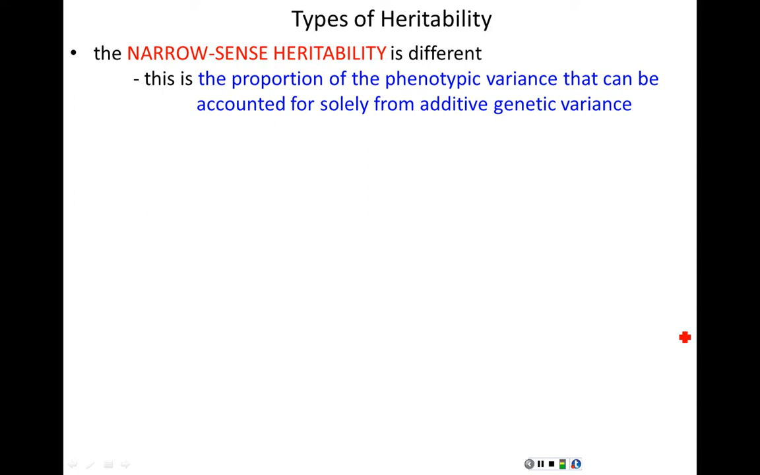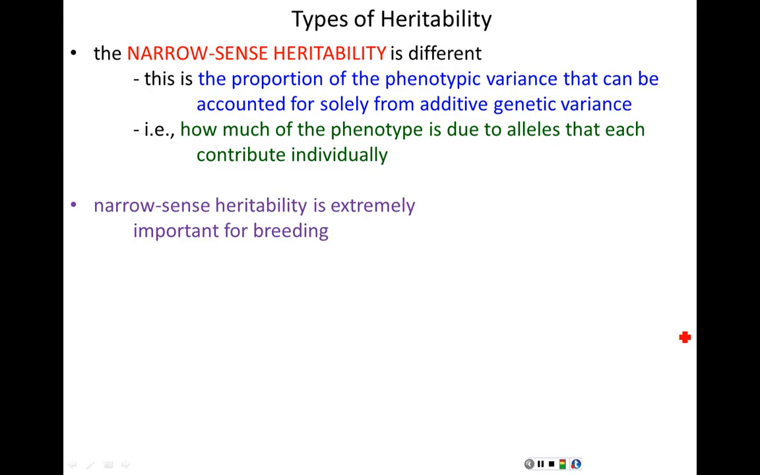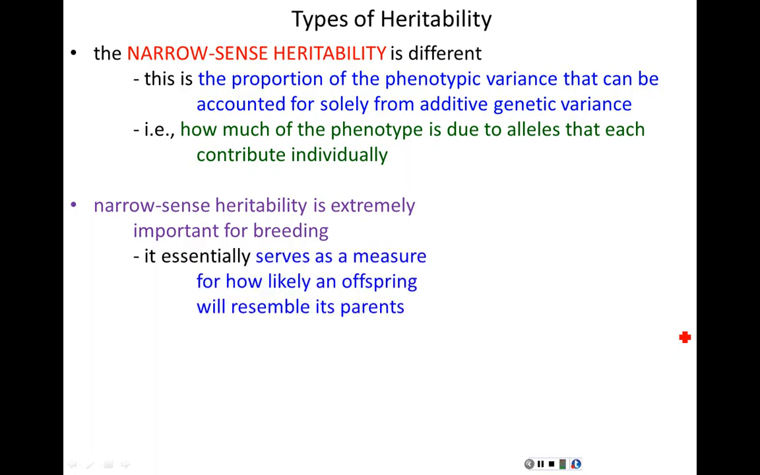In other words, solely from genes whose positive alleles contribute individually to the trait, like those plants growing a centimeter taller or those kernels being a little bit redder. Narrow sense heritability is extremely important for breeding. It's the narrow sense heritability that dairy farmer wants to know, because when you know the narrow sense heritability, you can predict and breed traits in and out. Essentially, the narrow sense heritability is a measure for how likely offspring will resemble its parents.